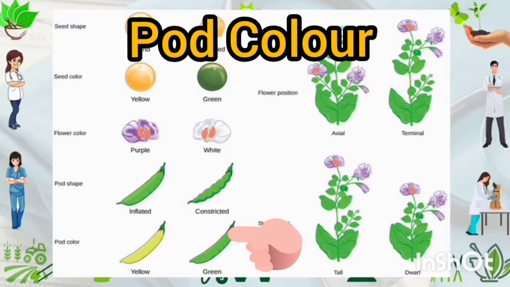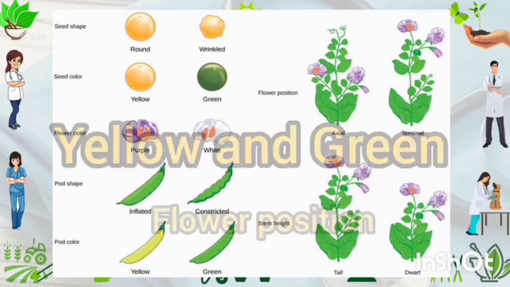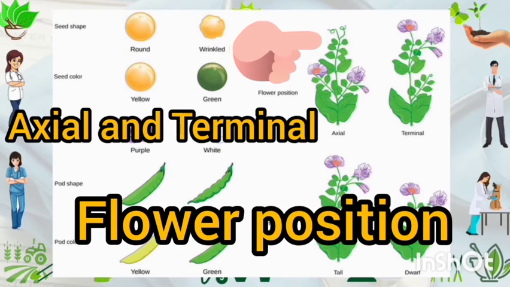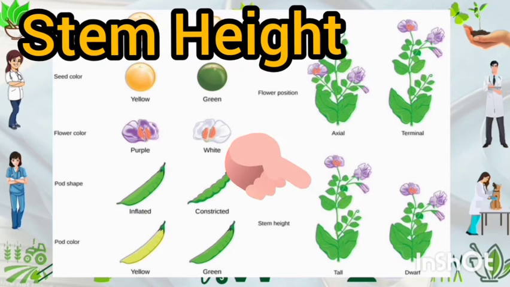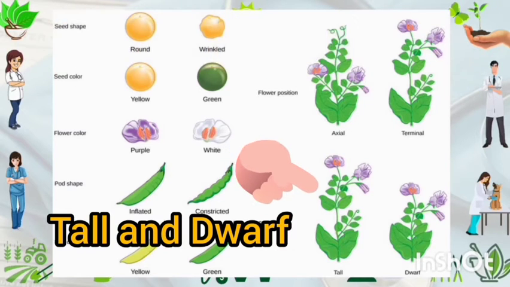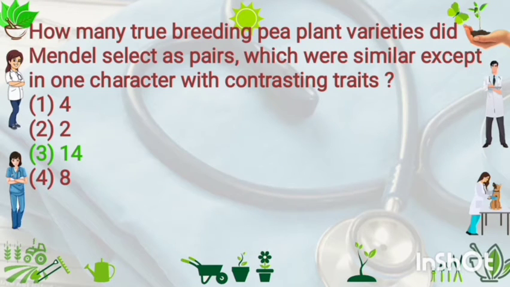Pod color: yellow and green. Flower position: axial and terminal. Stem height: tall and dwarf. So the answer is option C, 14.